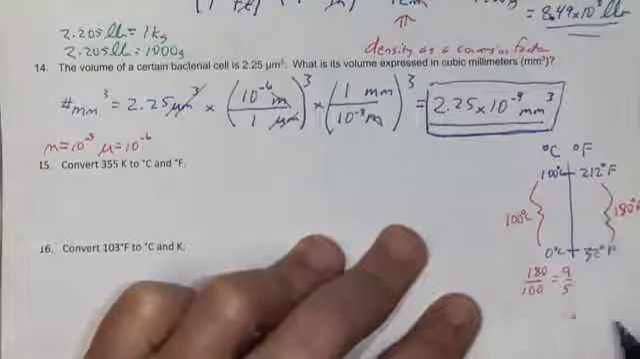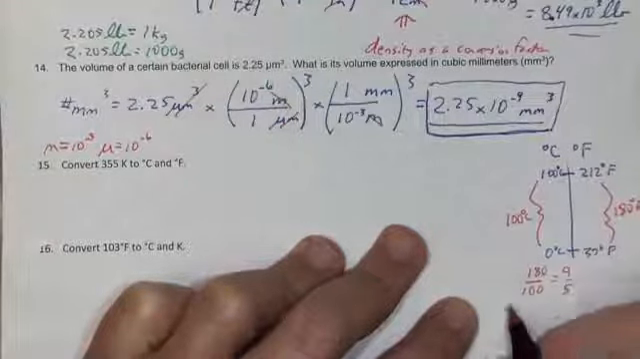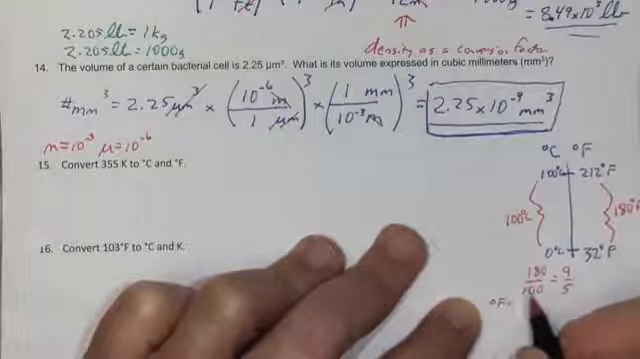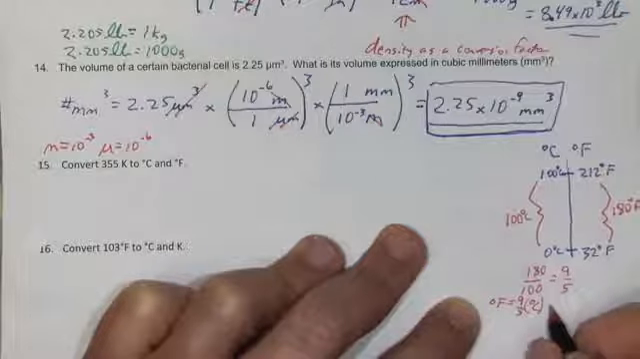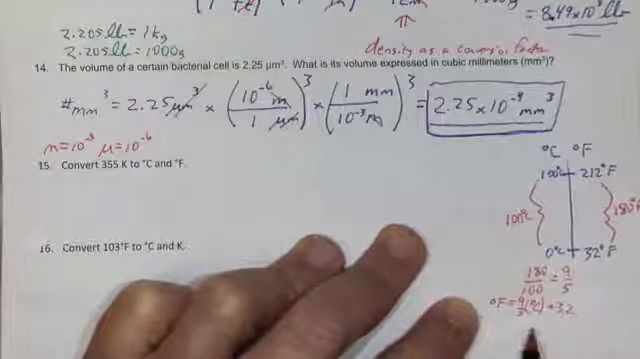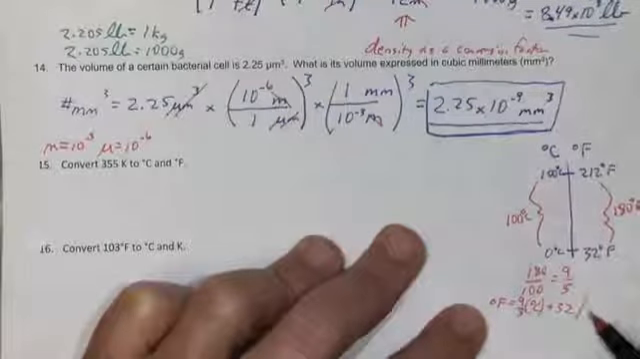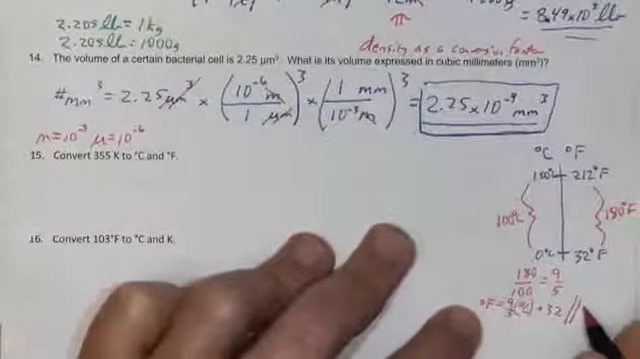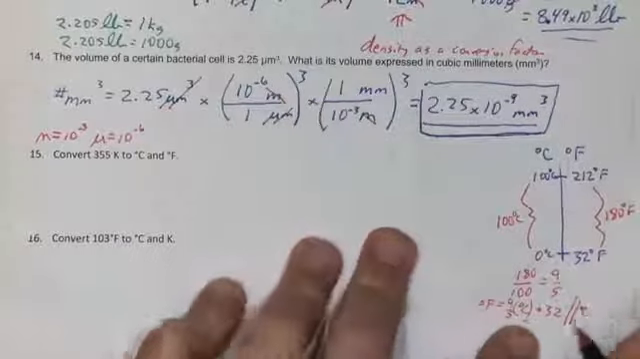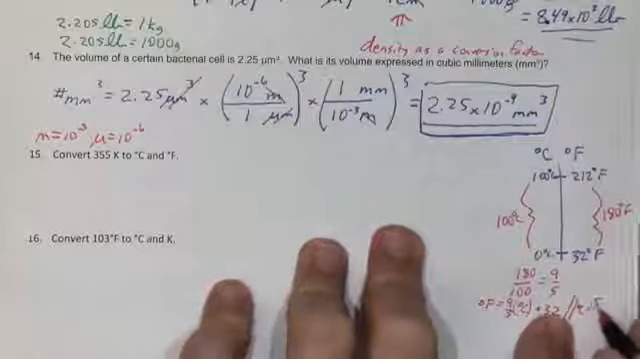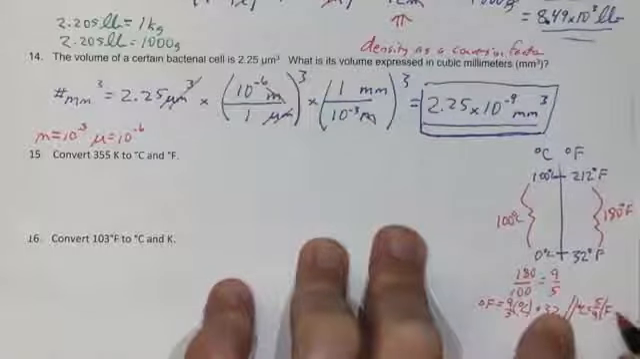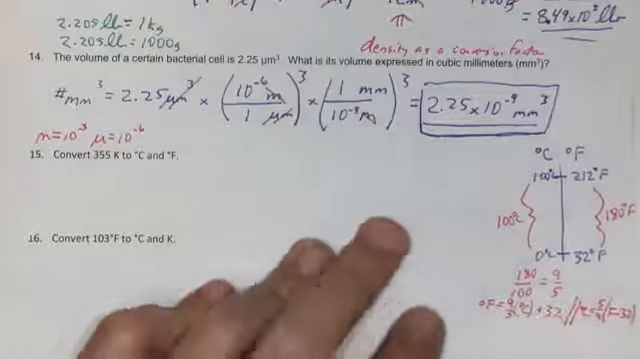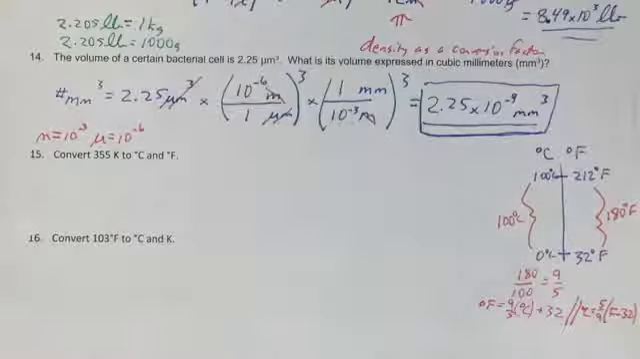And the relationship then is going to be that the temperature in Fahrenheit is equal to 9/5 times the temperature in degrees C plus 32 degrees. And to go back in the other direction, Celsius is equal to 5/9 times a quantity, Fahrenheit minus 32. Okay, so those are the relationships that we're going to use to solve this problem.